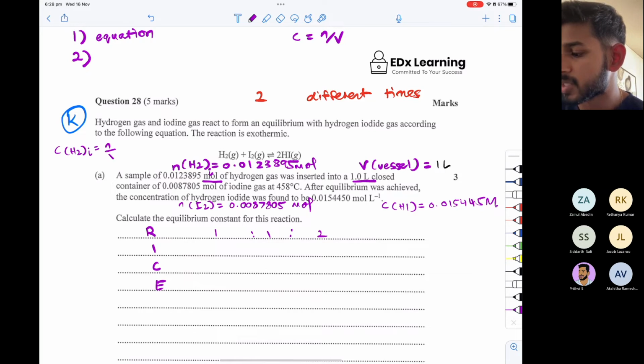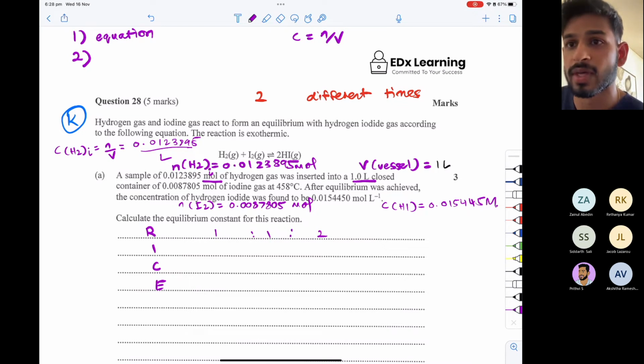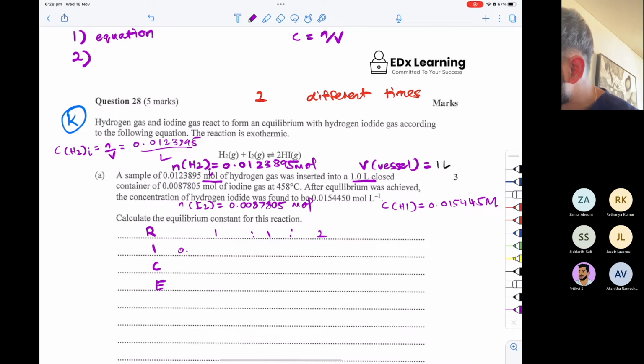So you always write the entire formula first, C equals n on V, and then sub in the data points. So it's going to be 0.0123895. It's in a 1 liter vessel, so it'd be the same value there, right? So this question isn't too tricky, but in other questions, it's 2 liters, 3 liters, which changes your outcome. Good. So now we know the initial concentration of our hydrogen, which is on the left-hand side, is 0.0123895.